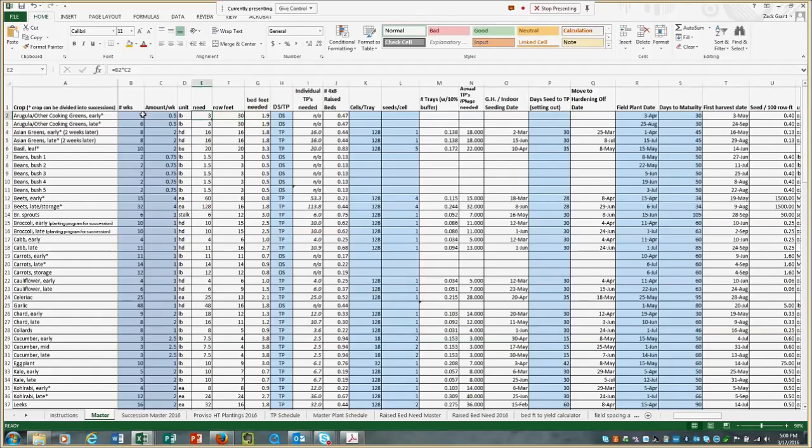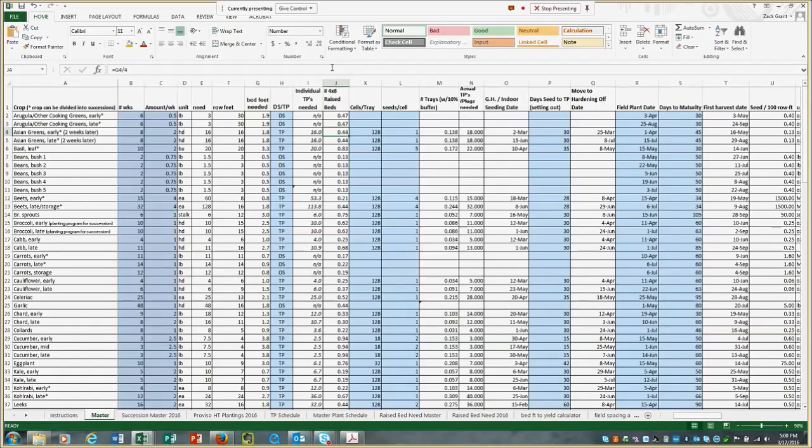So the amount that you need, the row feet that you need, that's already built in. You don't really need to mess with that. The bed feet that you need, whether you're direct seeding or transplanting, that's column H. Column I, individual transplants needed. That's the amount of transplants that you need to grow in order to get that total amount that you need, that you have pre-calculated on the left side of the spreadsheet. In column J, I wanted to make a note here because this is a column that wasn't initially in the first spreadsheet.